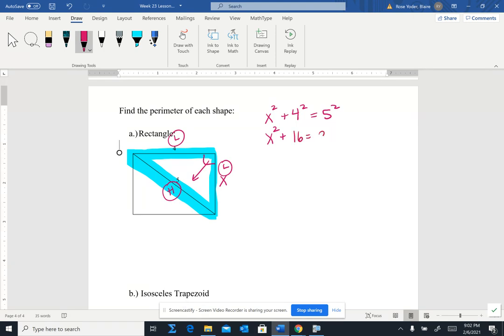5 times 5, 25. And then this is another one of these problems where you have to solve for x. So I have to go minus 16. X squared equals 9. I remember 9 from our list of perfect squares also. Square root of 9 comes out to be 3, because 3 times 3 is 9. And oh, that's surprising. That was a whole number.